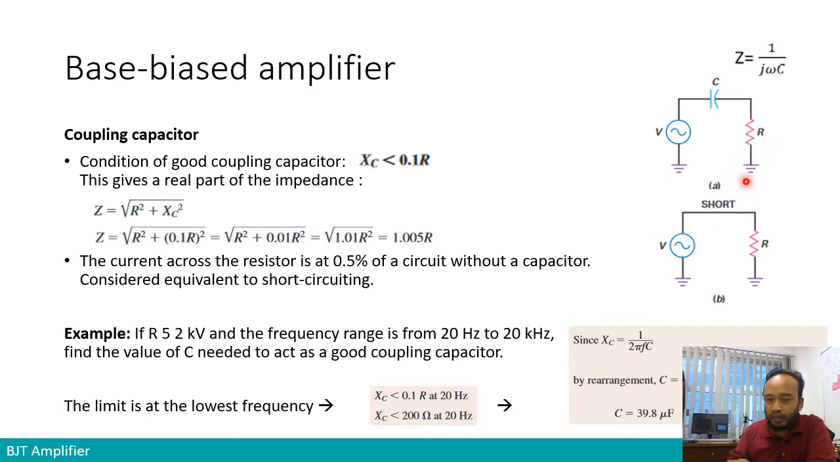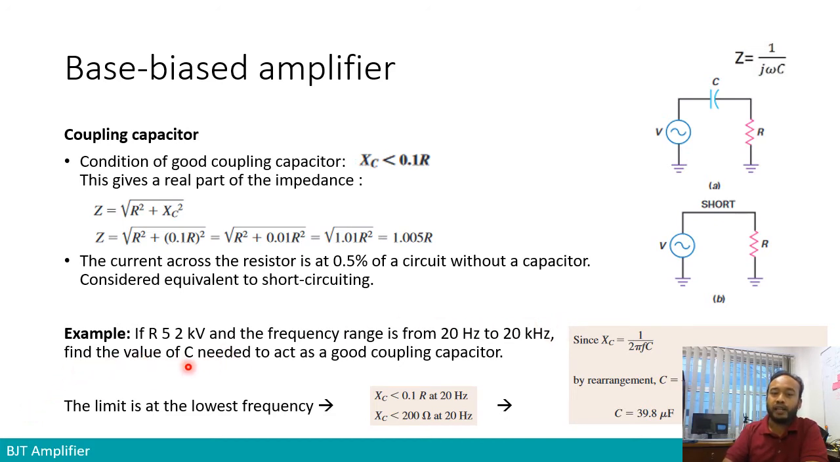I'm sorry, I have a typo over here. So basically, imagine the resistor of the load over here, R, equals 2 kilo ohm. So it's not 5 kilo ohm, it's 2 kilo ohm. And the frequency that we want to amplify, for example, ranges from 20 hertz to 20 kilohertz.